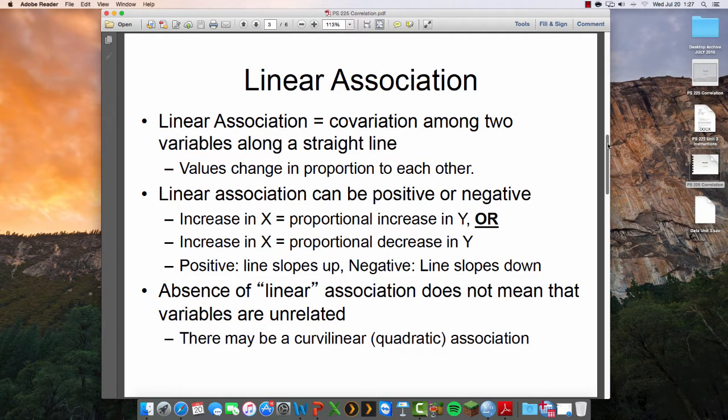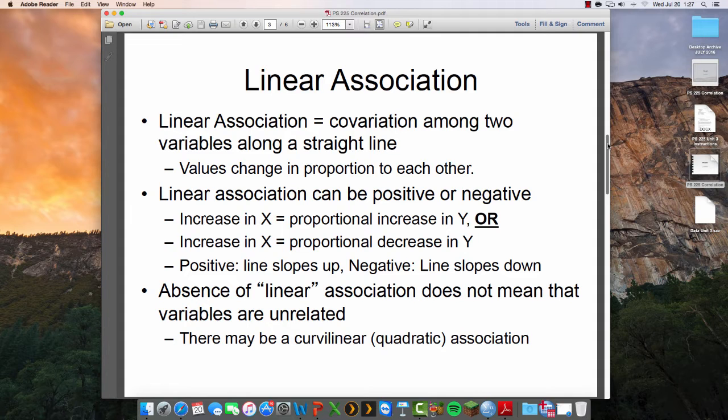So linear association, or covariation among two variables along a straight line, is what we're talking about here. And the values, we have to keep in mind, change in proportion to one another, meaning as one goes up a certain number of units, the other one consistently goes up a certain number of units in its predicted value.